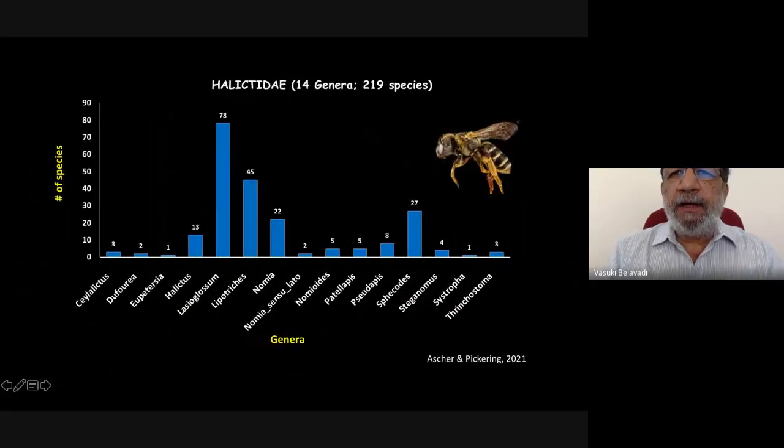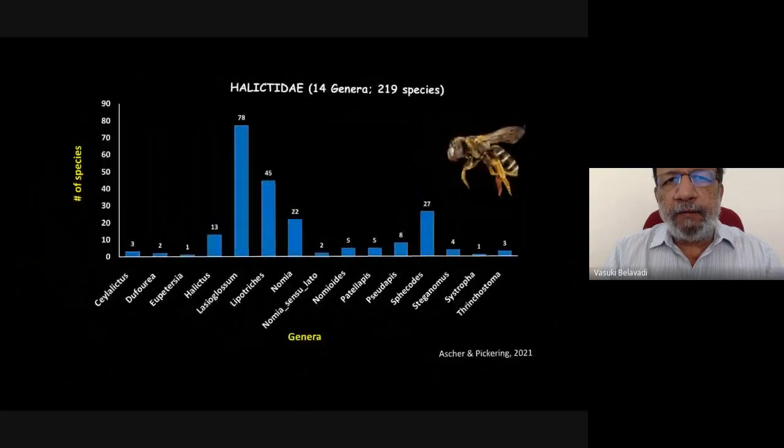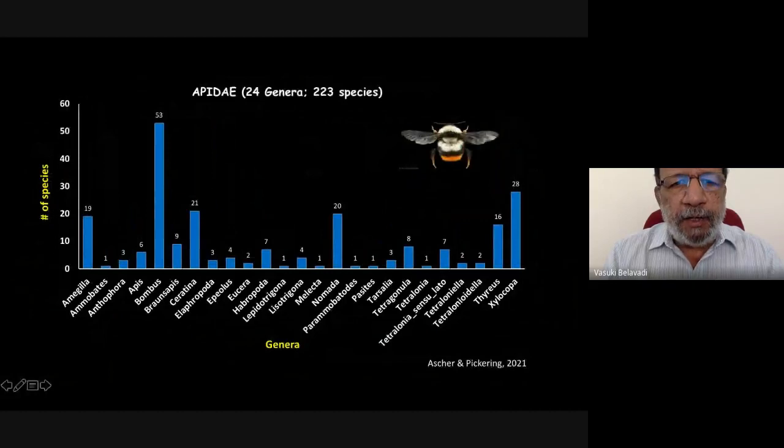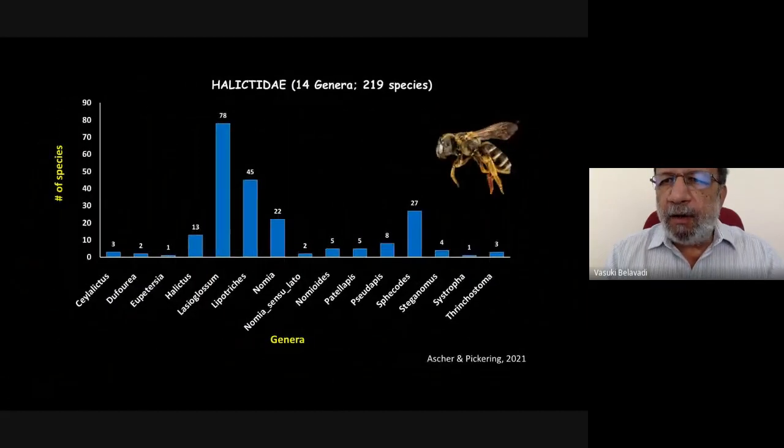Similarly, in Halictidae, we have 219 species in 14 genera, and the maximum number of species are recorded in Lasioglossum and Lipotriches. These are solitary bees. Whereas when you go back to Apidae, in the genus Apis, you have the social bees, the honeybees, and in Bombus there are a few which are semi-social, and in Xylocopa you may find a few species which are semi-social, and all the others are solitary bees. And again, in Halictidae, all are solitary bees.